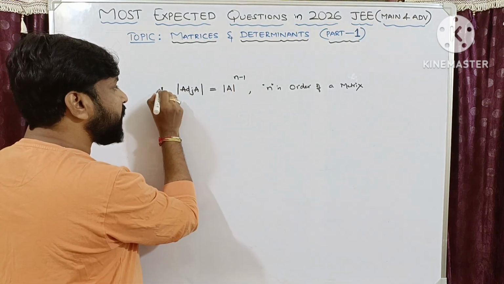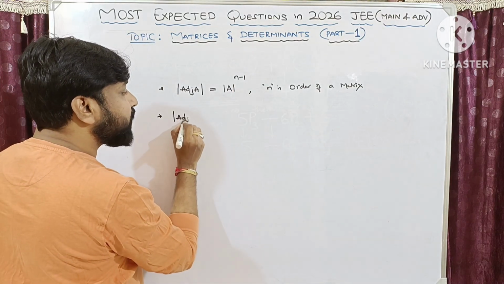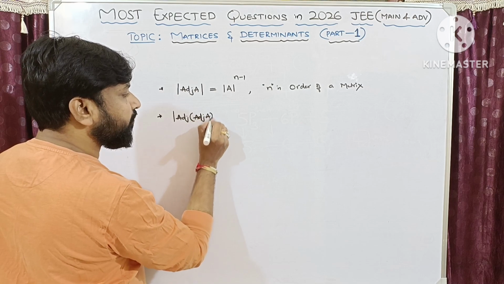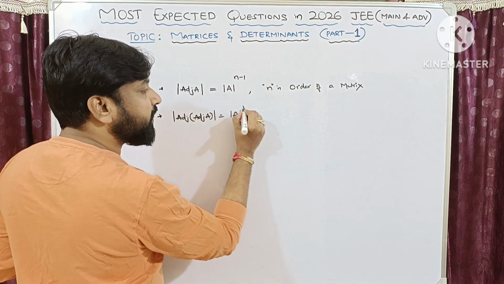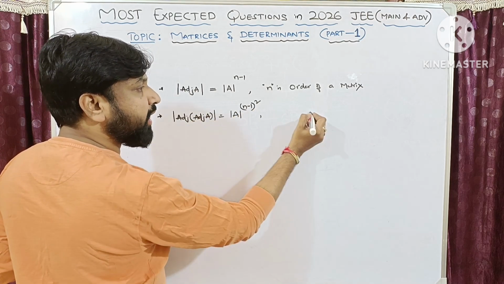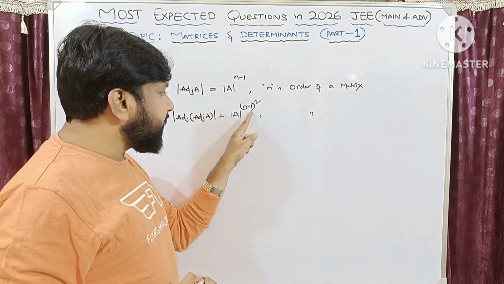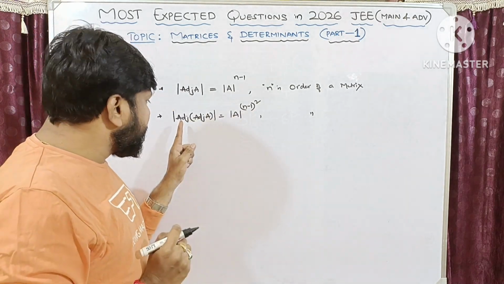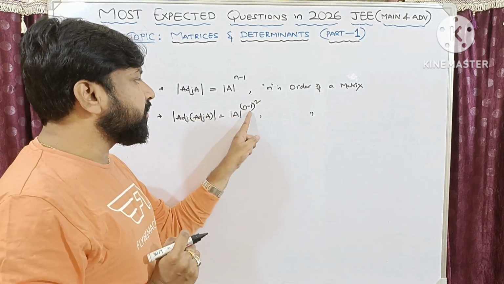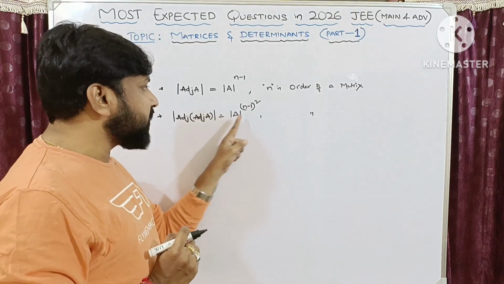Similarly, you are going to learn one more formula, that is determinant of adjoint of adjoint A. This is equal to det A power, the formula is, n minus 1 whole square. Same, n is the order of the matrix. So det A power n minus 1 whole square. Very simple formula, friends. However many adjoints there are, that power will be there here.